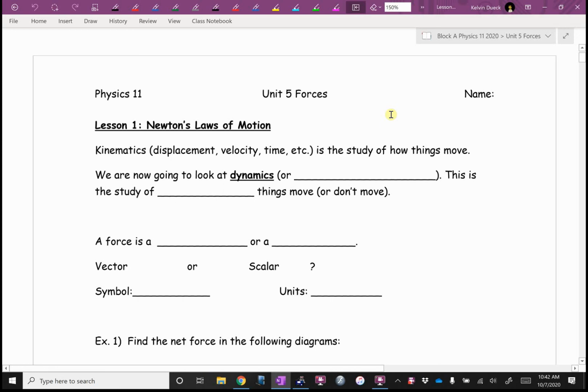So we're moving on to a unit called dynamics. If you want me to be fussy, kinematics, displacement, velocity, time, etc., that's the study of how things move. We're going to look at dynamics, or forces. And this is the study of why things move or don't move. Subtle difference.